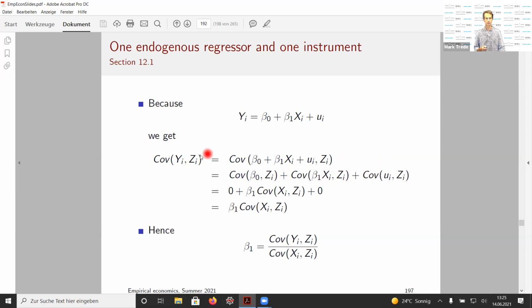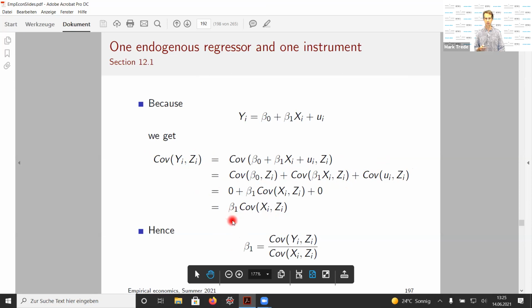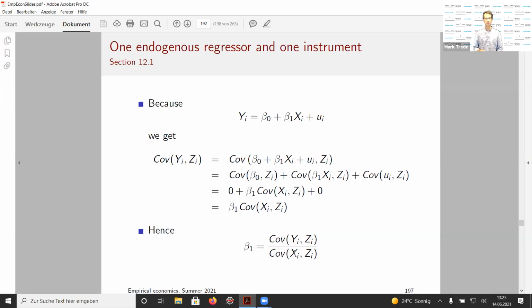Right, so let's rewrite that. So the covariance between y and z is beta 1 times the covariance between x and z. Now we move the covariance to the left-hand side, and what remains on the right-hand side is beta 1. So the slope coefficient beta 1 is the fraction of the covariance between y and z divided by the covariance of z and x.